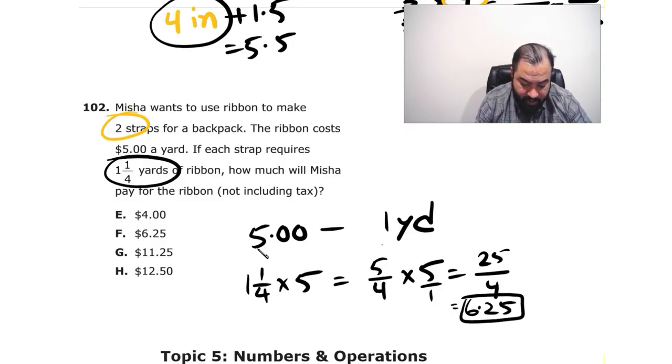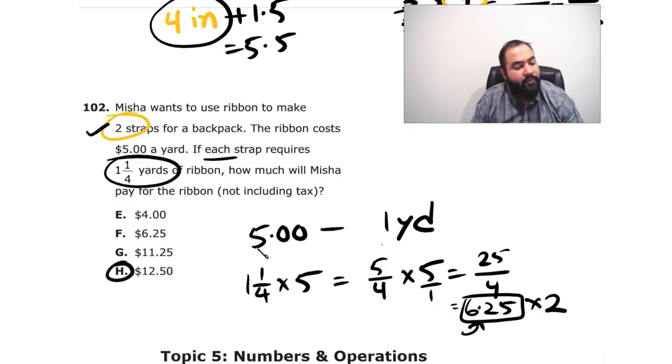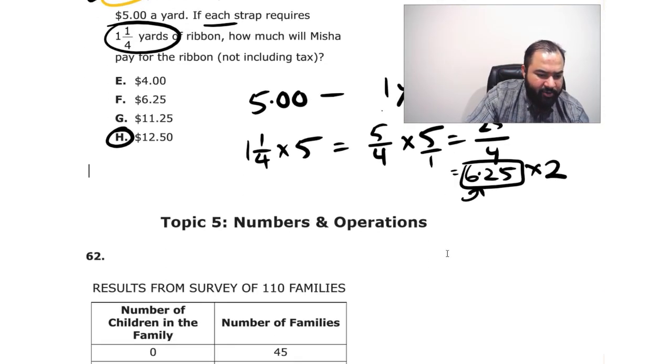6.25. That's for 1 strap. Remember that. Each strap takes 1 1/4 yard. But she's making 2 straps. So I'm going to times it by 2, because this is the cost of 1. You times it by 2. So it's $12.50 for the 2 straps. Simple word problems, guys. Read and that's it.